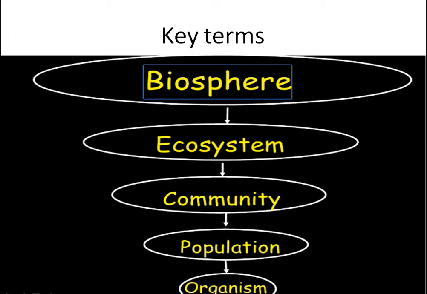A combination of organisms would make up a population. Populations would make up a community. Different communities would make up an ecosystem, and ecosystems together make the biosphere. Now we will go one by one through these definitions in our next slide.